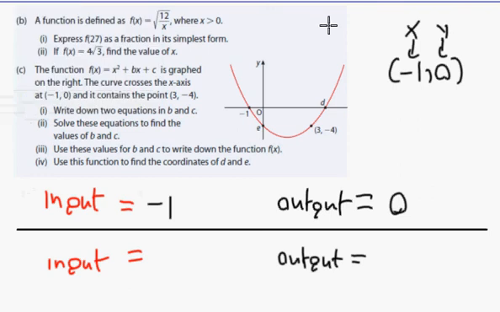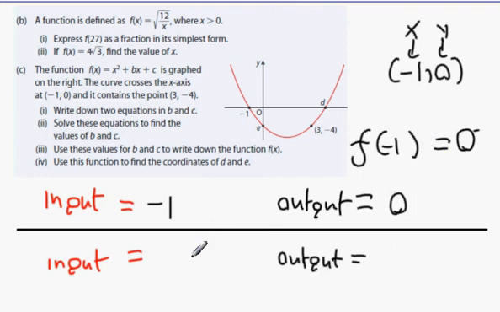Can anybody express this information in another way for me? They've been doing it recently with us. What is it? F of something equals something. What goes in here? And what goes in here? 0. That's another way they can ask the question. F of -1 equals 0. So now you're getting used to all the different ways they can ask the same question.